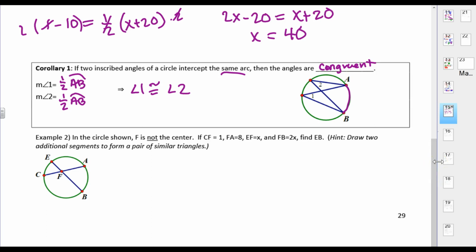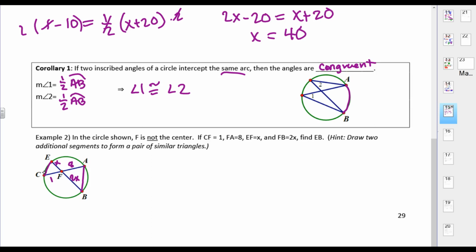So let's take a look at this. This is a little bit different. It's actually not dealing with the arcs, but we'll take a look. In the circle below, F is not the center of my circle. I know that CF is 1, and FA is 8, and EF is x, and FB is 2x.